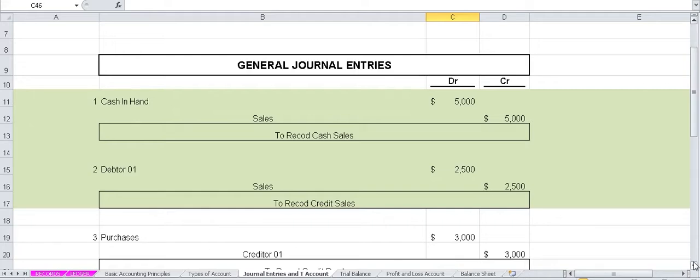Cash in hand or bank is debited, and sales is credited. As you know, when an asset increases it will be debit, and when income, liability or capital increases it will be credit. Now let's move to the second entry, to record a credit sale. The debtor may be Mr. X, Mr. Y or any kind of company, debited, and sales credited.